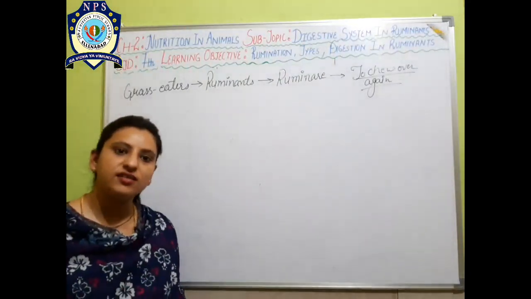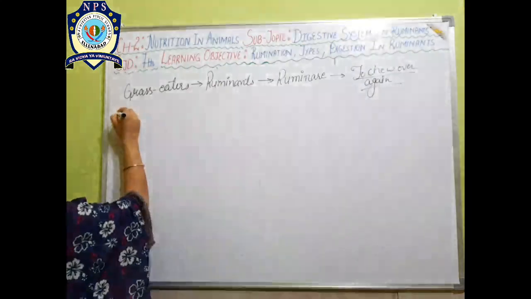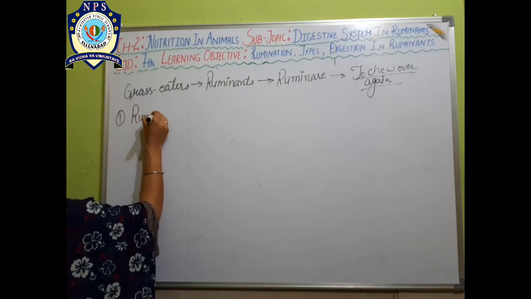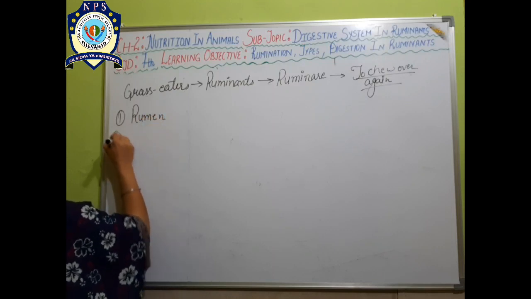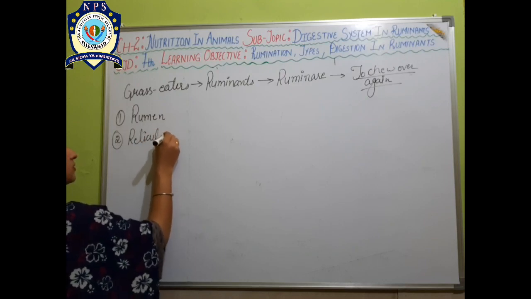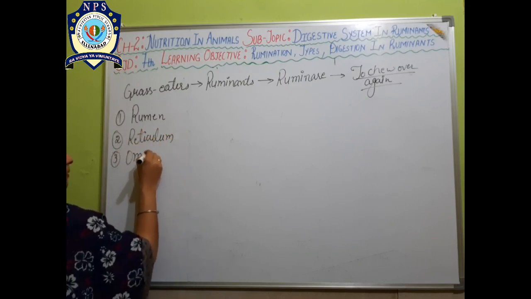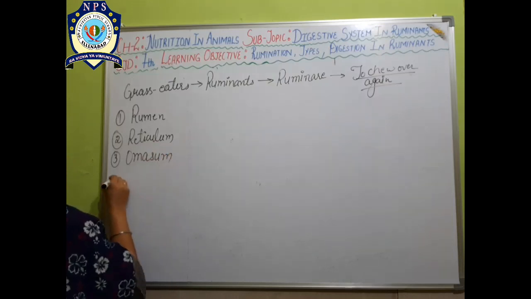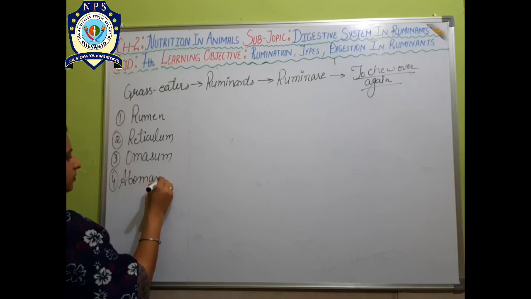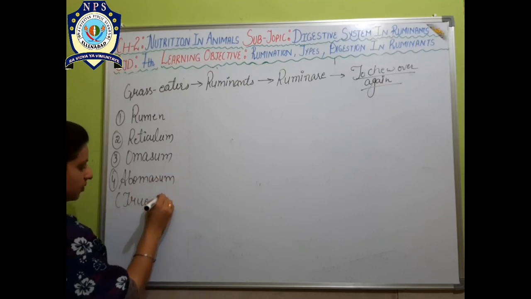In these ruminants, the stomach is divided into 4 chambers. They have a big stomach, and the stomach is divided into 4 chambers: rumen, second is reticulum, third is omasum, and fourth is abomasum, also called the true stomach.